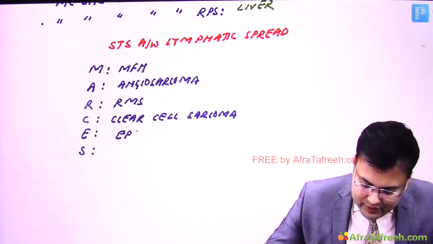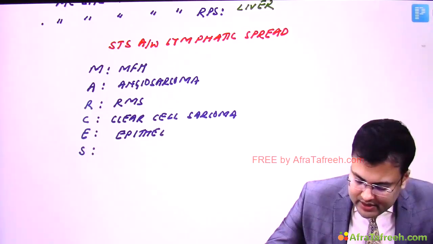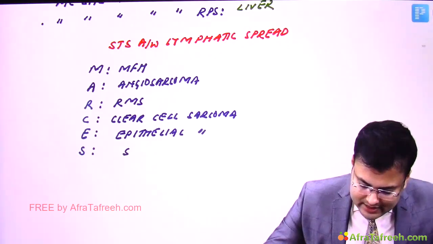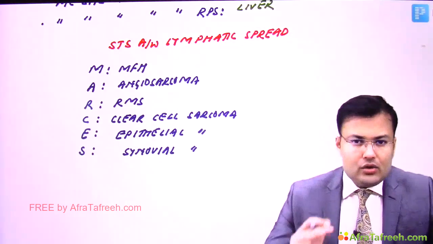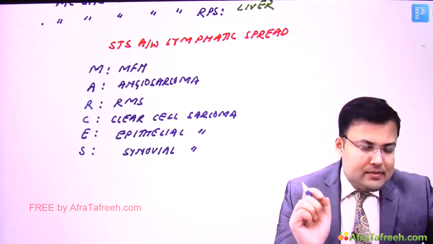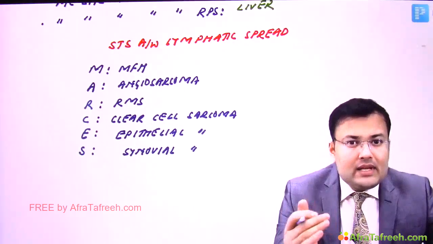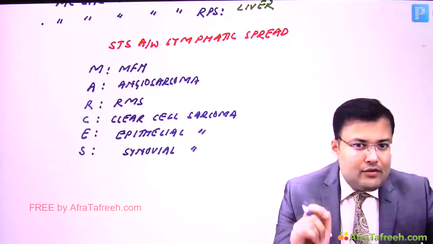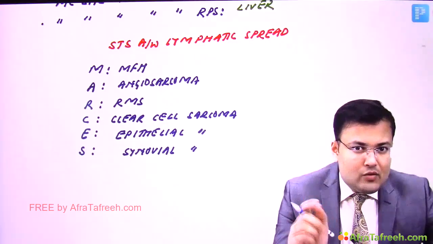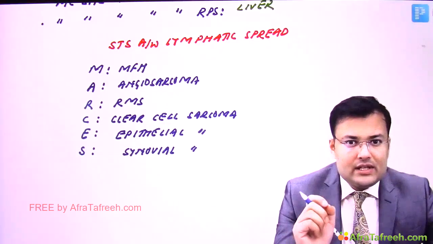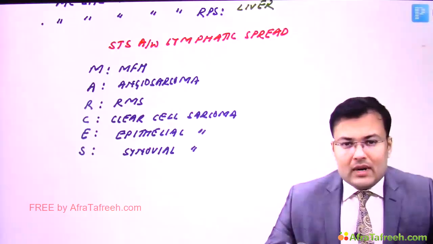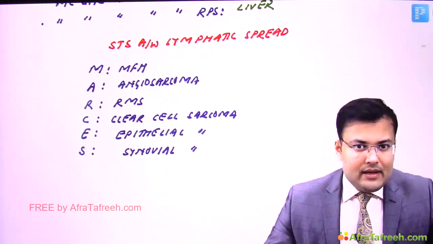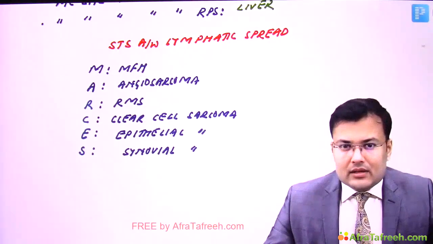S, synovial sarcoma. So E is epithelial sarcoma and S is synovial sarcoma. Clear? These are the sarcomas which are having lymphatic spread. So if the tumor is having lymphatic spread, there is lymph node metastasis, and if there is lymph node metastasis, in surgery what is required? Lymph node dissection.